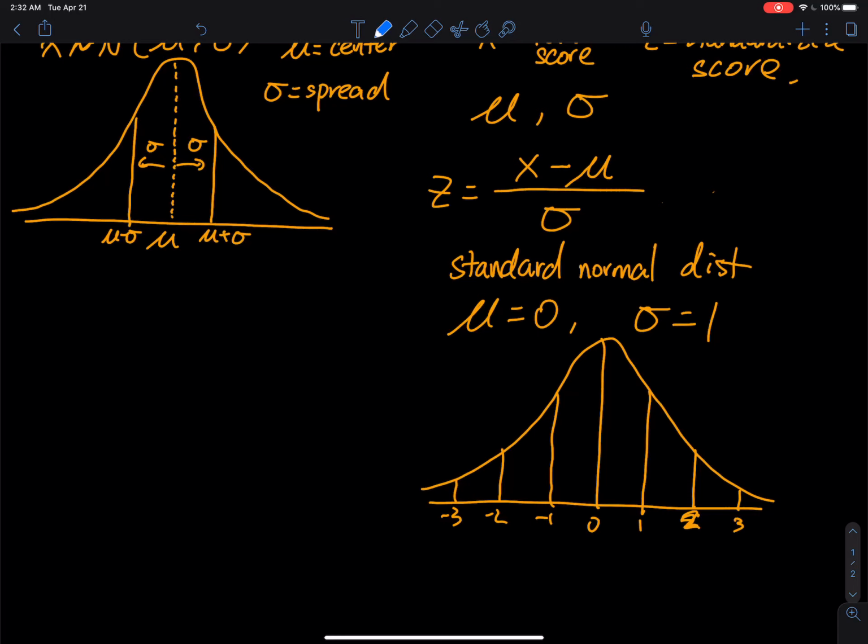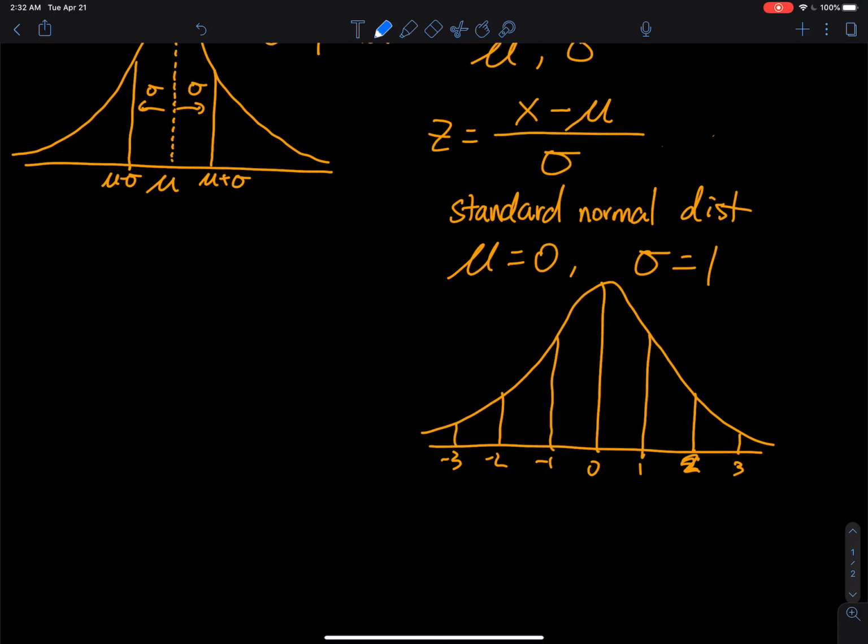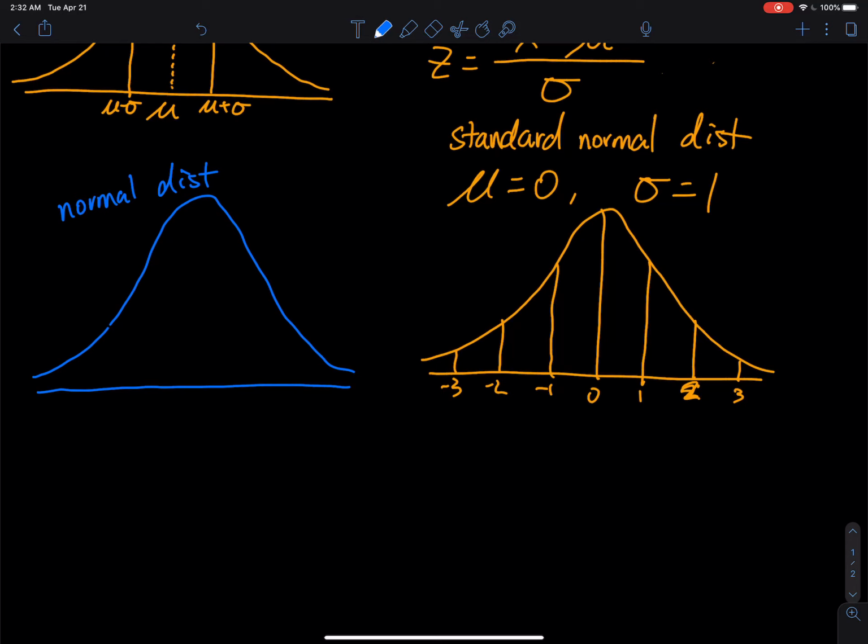Okay, now, I have a population, and this is the distribution of my population. What is the distribution called? The distribution is called normal, right? So that is called normal distribution. Okay, now this is my normal distribution. I have my mu and then I have my sigma, right?